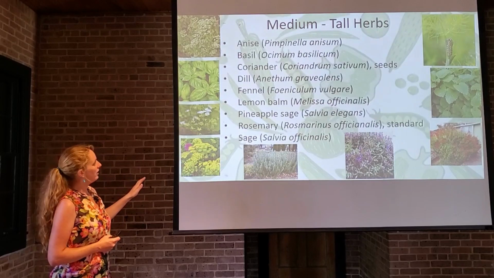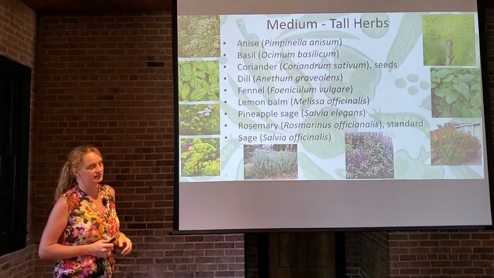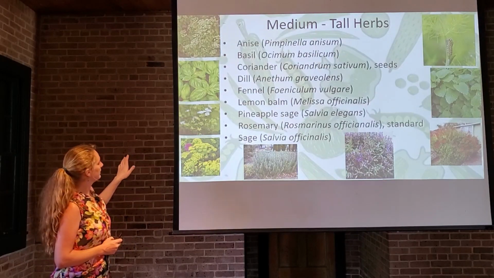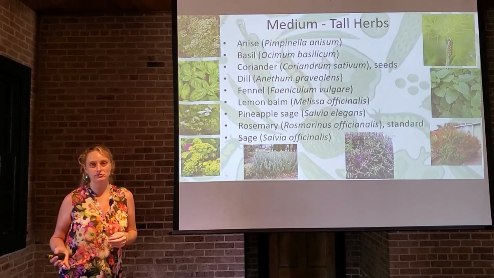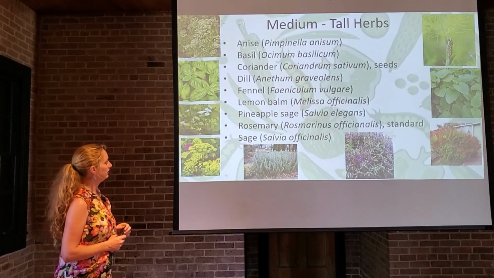Your medium to tall herbs would include anise and basil. There's many different kinds of basil. Coriander, again, that's your cilantro once it starts to flower, starts to bolt. Dill gets quite tall. Fennel.